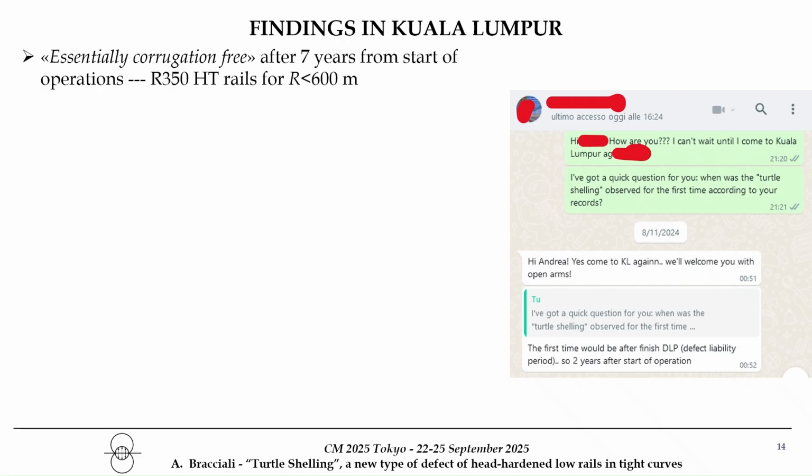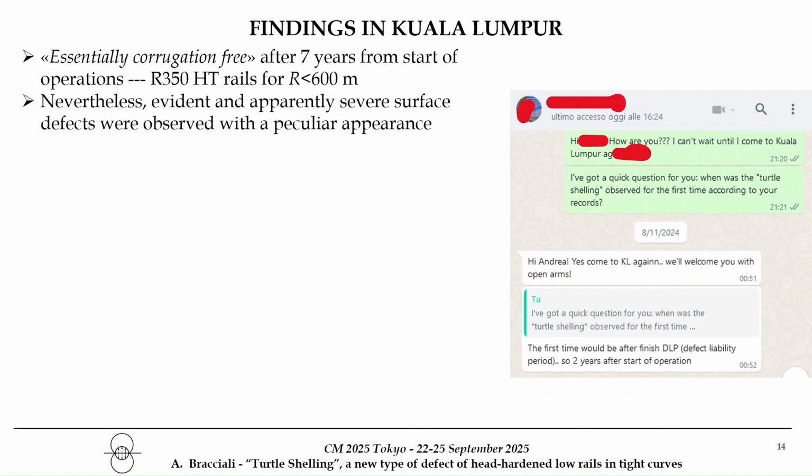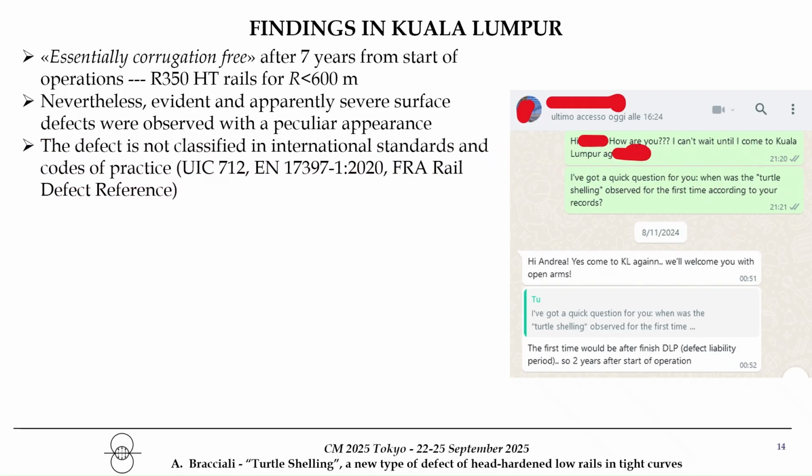These rails are R350 HT rails made in Japan, so they are very good because they are made in Japan, of course. For all the curves below, sorry, there's mistakes. For curves below 600 meters, there is this peculiar appearance, and the guys in Kuala Lumpur named it turtle shelling.